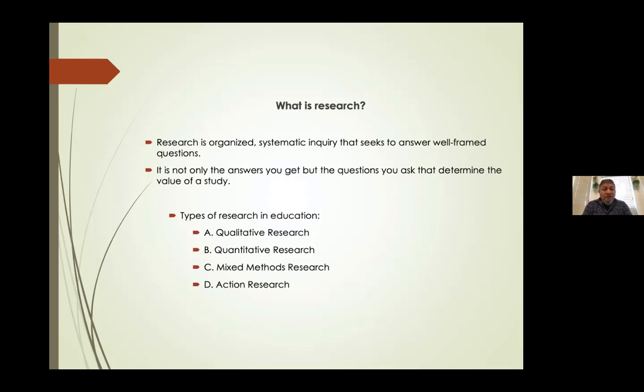It is not only the answer you get, but the question you ask that determines the value of the study, meaning that if we don't ask very good questions, then our study has some flaws and challenges. And those challenges and flaws sometimes are going to be pointed out by other people when you are presenting your work.